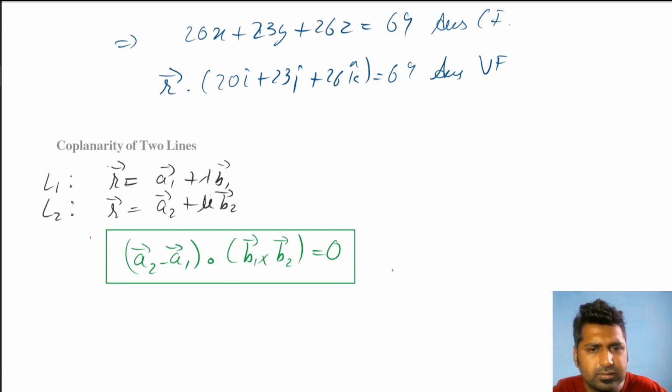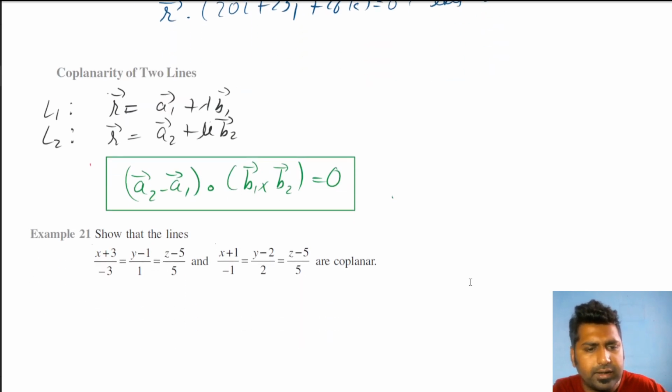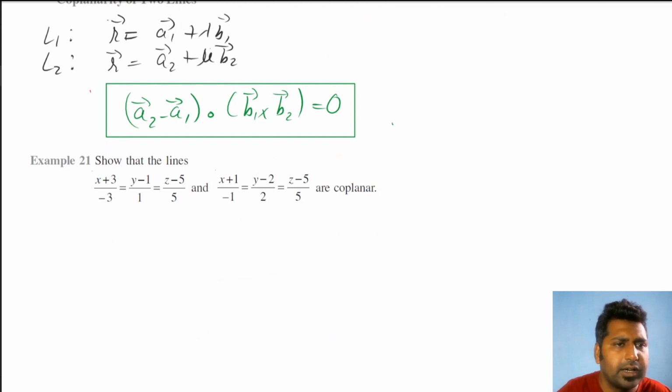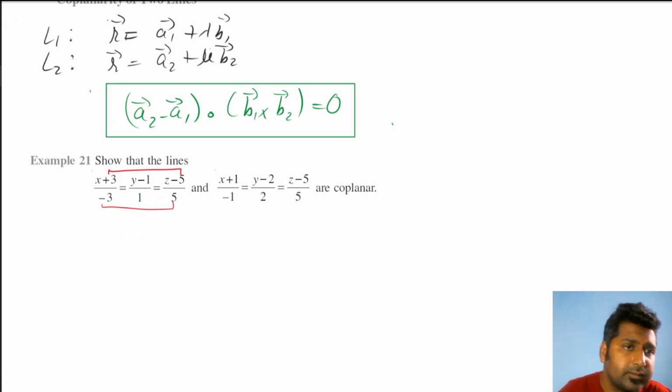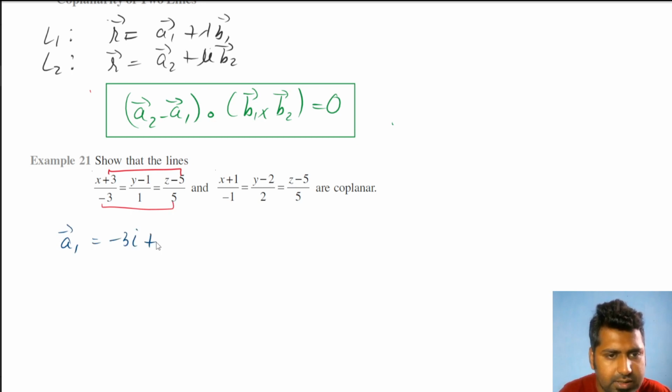Let's look at one example. So this is a line given. All you need is a vector, b vector identification that we have done in lines. The values in the numerator with changed sign are a. The values in the denominators are b. So a1 vector, change the sign, is minus 3i plus 1j plus 5k. a2 vector, change the sign, is minus 1i plus 2j plus 5k. b1 vector, the denominators, is minus 3i plus 1j plus 5k.